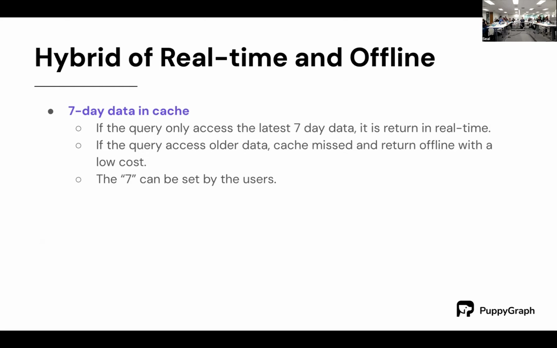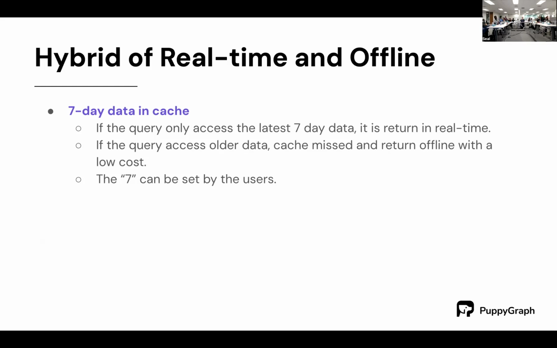The final benefit is our new design based on the requirement of our customer. Because they want to do some anti-fraud things, they want to have some data in real time. But it's super hard and costly to make the entire data set in Iceberg return query results in real time. So we have some strategy like 10-day data in cache. For the latest 7 days of data, if the query only accesses them, then it returns in real time.